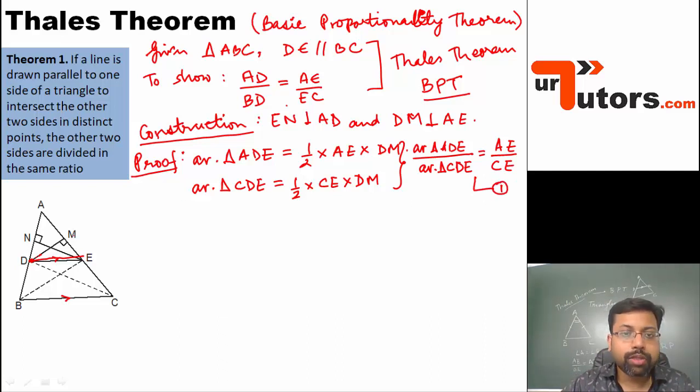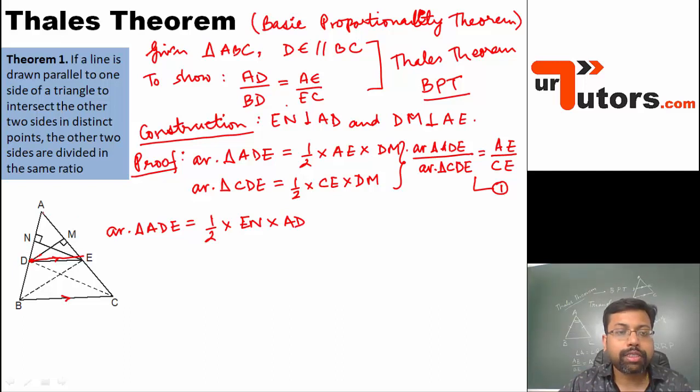Similarly, again, if you go, area of triangle ADE in this triangle is also half into AD into EN, because this is also a perpendicular. This could be the base for it. So you can also say that area of triangle ADE is half into EN into AD, right? Just like it is equal to half into base AE into MD, it can also be AD into EN.